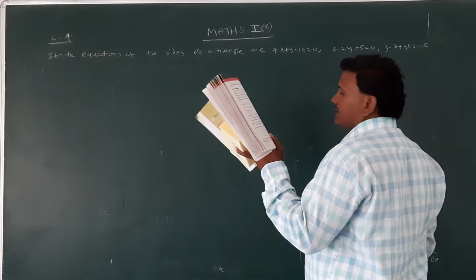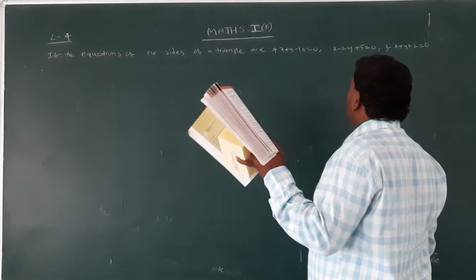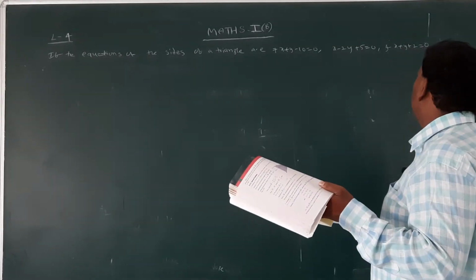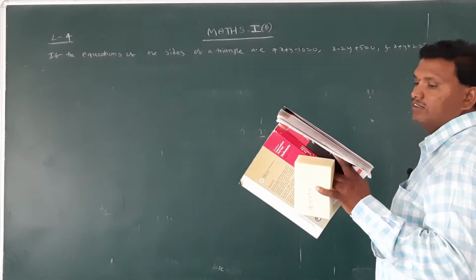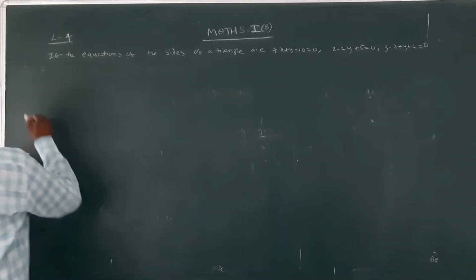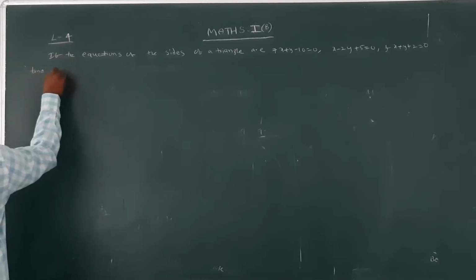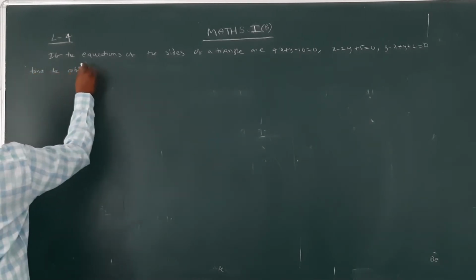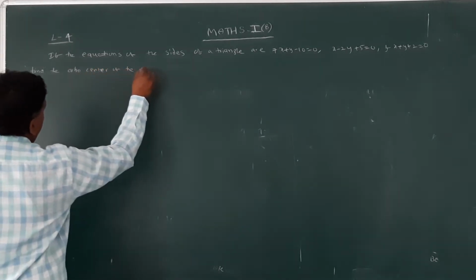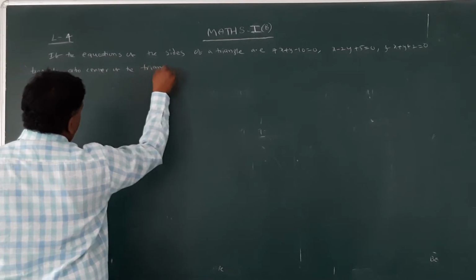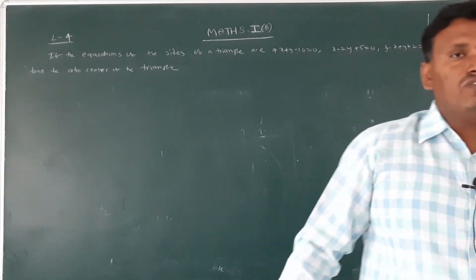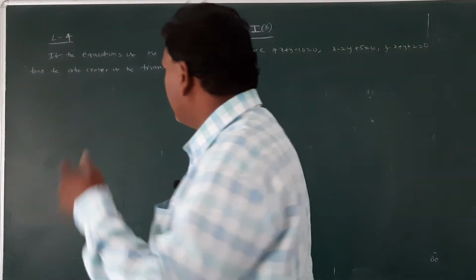What are the sides? 7x plus y minus 10 is equal to 0, x minus 2y plus 5 is equal to 0, and x plus y plus 2 is equal to 0. Find the orthocenter of the triangle. The previous problems gave the vertices directly. This problem gives the sides of the triangle.